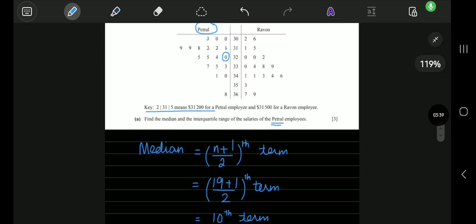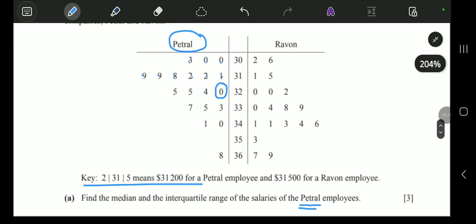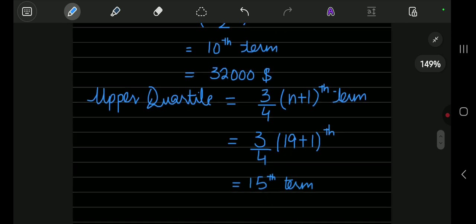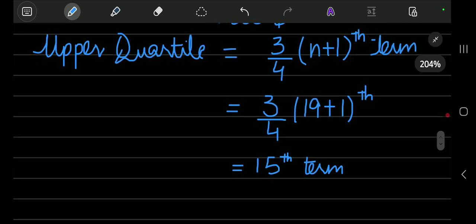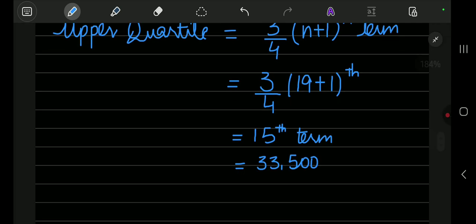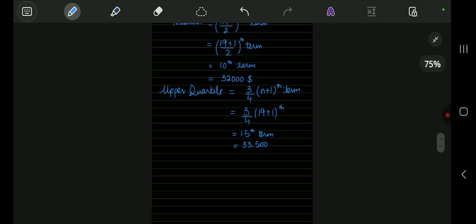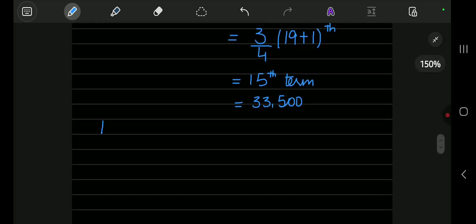So what's your 15th term? This was 10th, 11, 12, 13, 14, 15. So this is your 15th term, 33,500. So that is 33,500. Now we need to find the lower quartile as well to find the interquartile range.